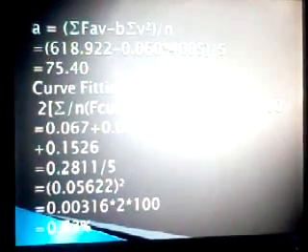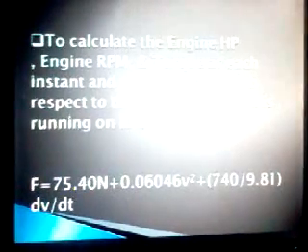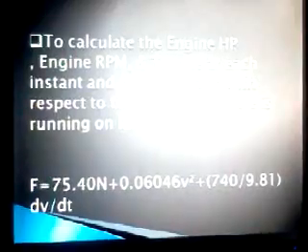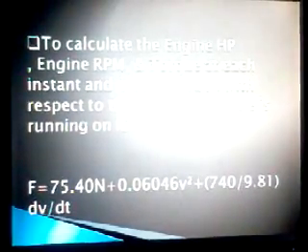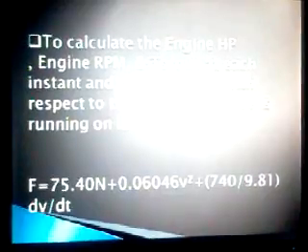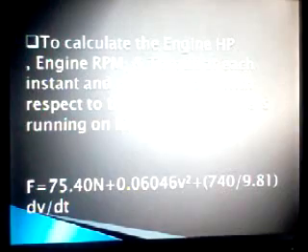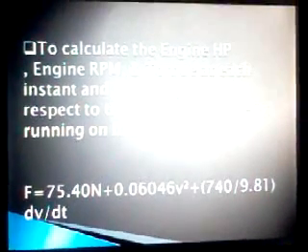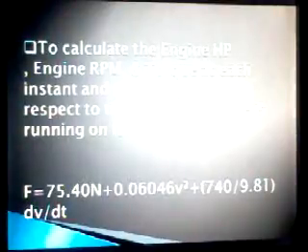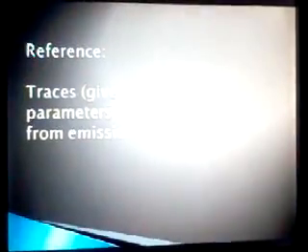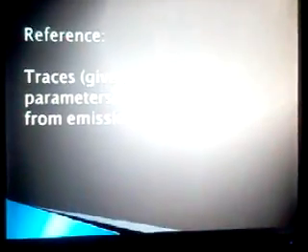Curve fitting error is 0.63%. Now we will calculate the engine HP, engine RPM, and engine torque at each instant and plot the graph with respect to time when the vehicle is running on IDC. This is the formula for the force exerted on the vehicle, and this is the formula given by the ICAT, and references are taken from the traces as per the company.